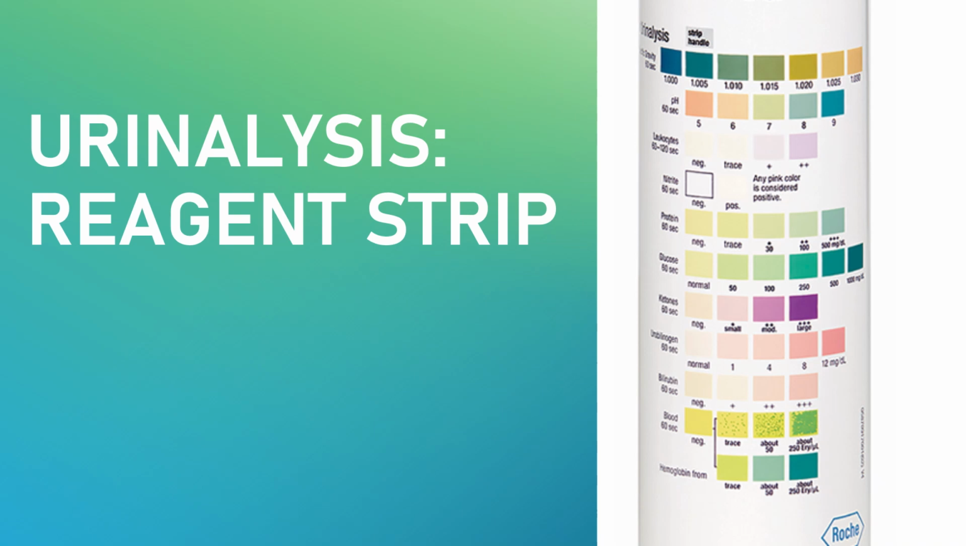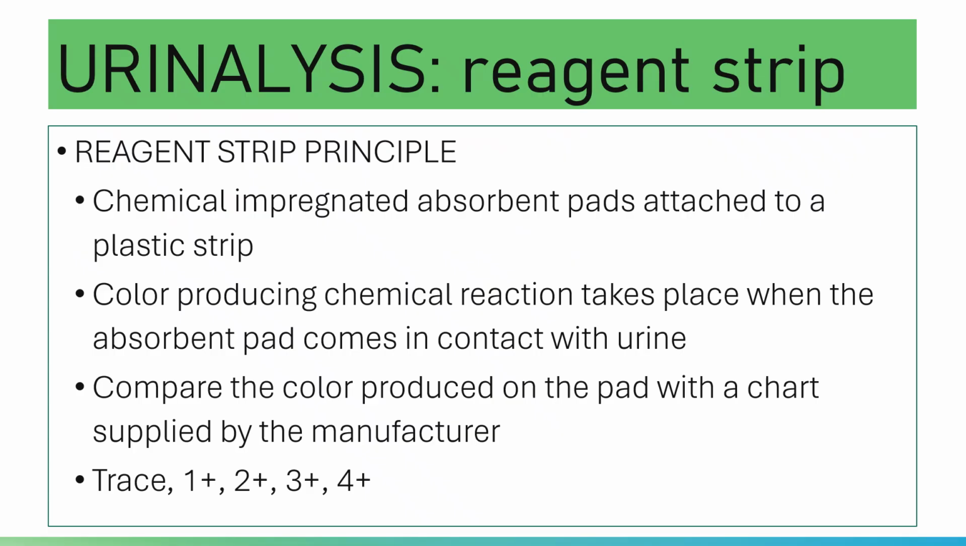Finally, you have your reagent strips. Let's take a look at your reagent strips anyway. Reagent strip principle: please note that there are chemicals impregnated in the absorbent pads, or reagent pads, attached to plastic strips. The color-producing chemical reaction takes place when the absorbent pad comes in contact with the urine.